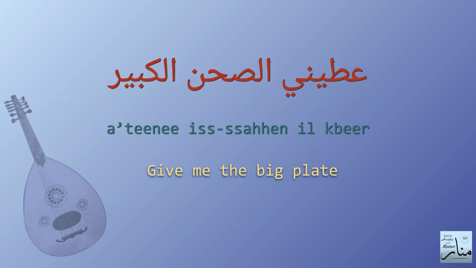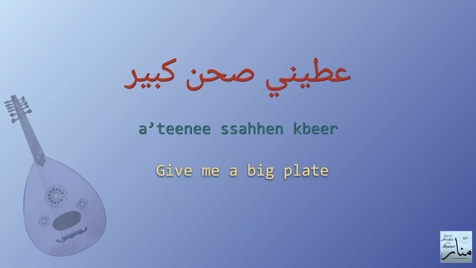Now let's do a summary about all the degrees so we make things clear. When we have singular noun, we use singular adjective. If the noun has al, the adjective will have al. عطيني الصحن الكبير. Give me the big plate. But if the noun doesn't have al, the adjective won't have al. عطيني صحن كبير. Give me a big plate.